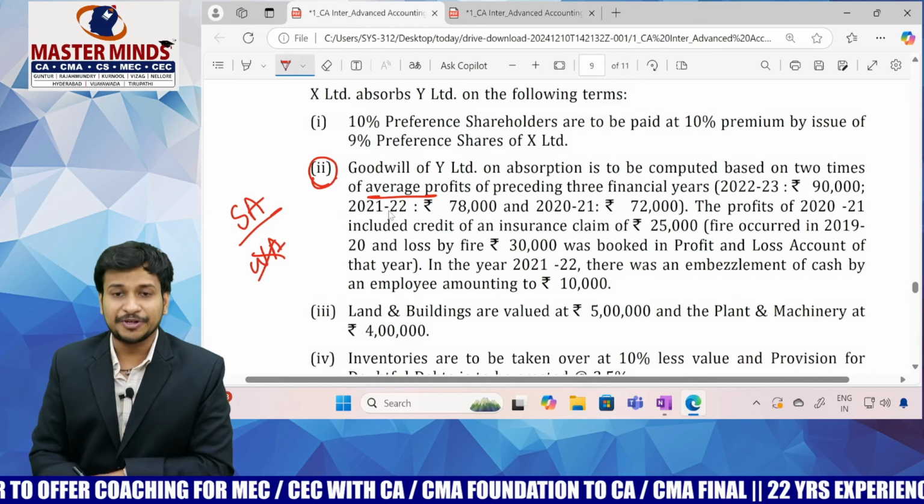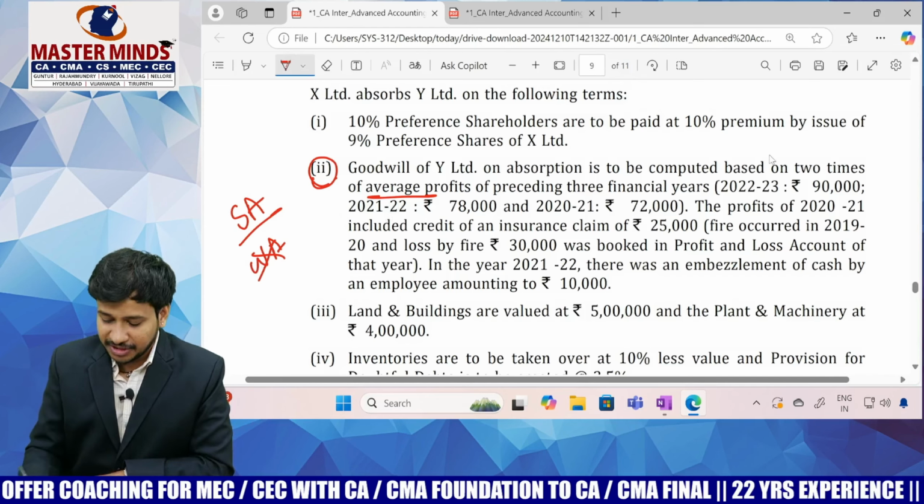Now also, while computing goodwill, be very sure that you have to consider only normal profits. You should not consider abnormal. You need to consider only trading items. You should not consider non-trading items. So here there are 2 abnormal profits also. Credit of insurance claim is an abnormal item and hence you have to ignore that.